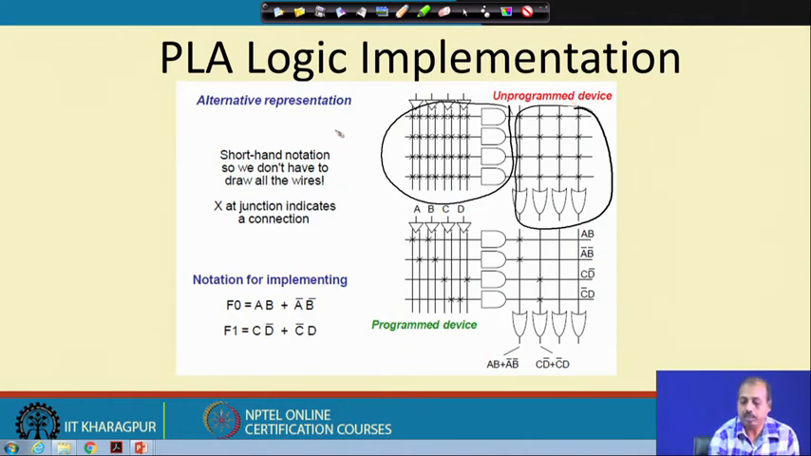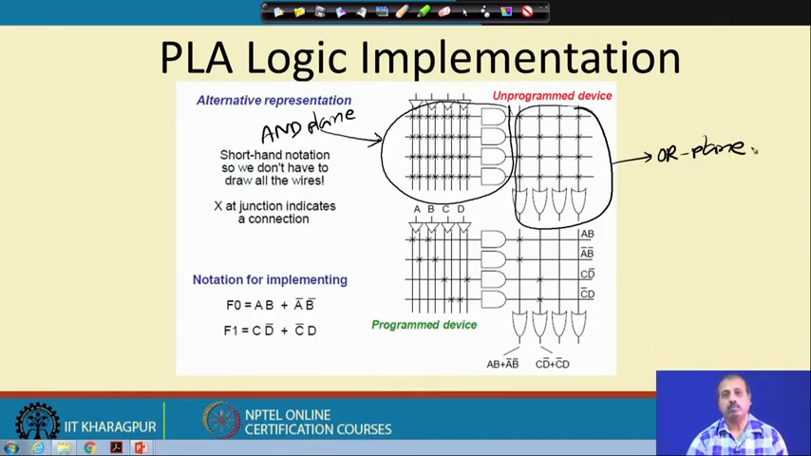So, this part is known as the AND plane of the PLA, and this right side is known as the OR plane of the PLA. The AND plane realizes the product terms, and in the OR plane we realize the final output functions in terms of the product terms.